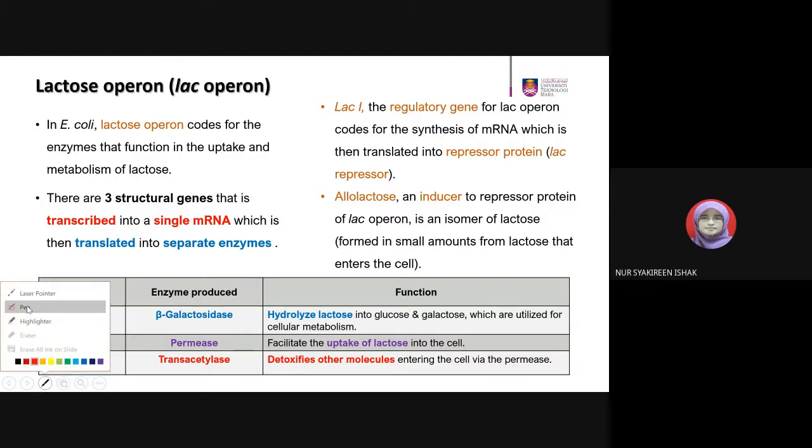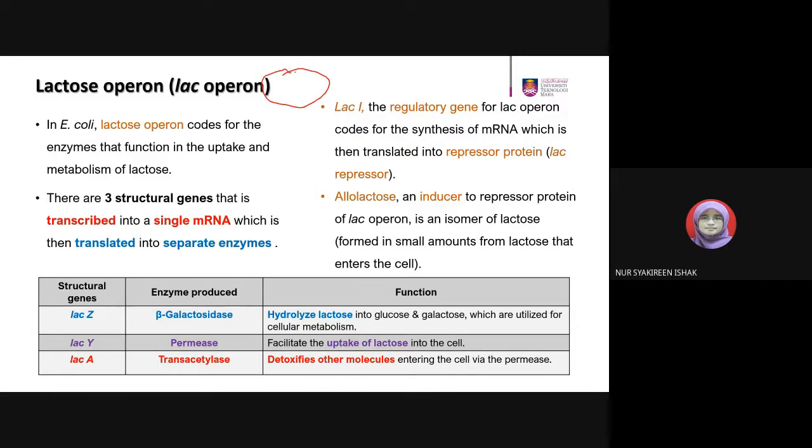So if you read in the book, for example, there is an experiment that was carried out, and the experiment involves E. coli being cultured. Imagine this is a petri dish, for example. The medium in the petri dish has lactose.